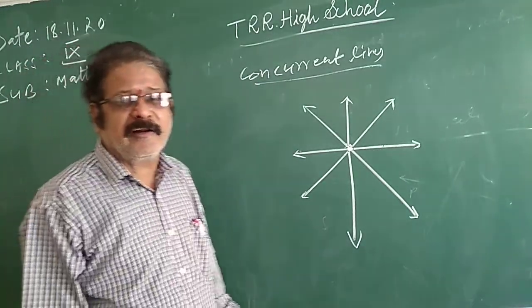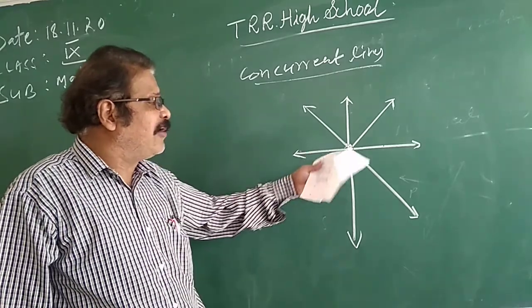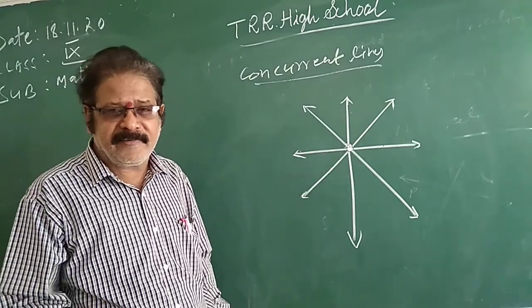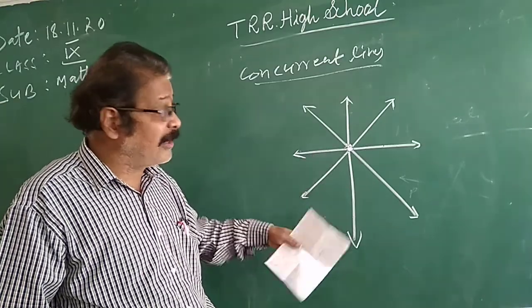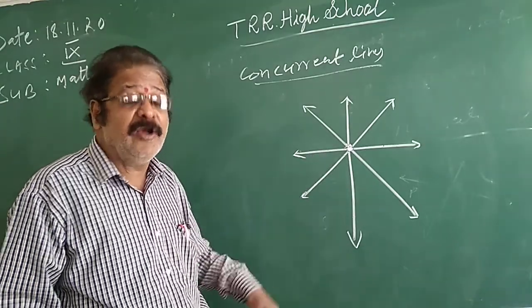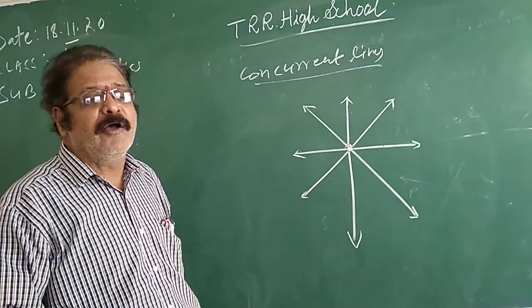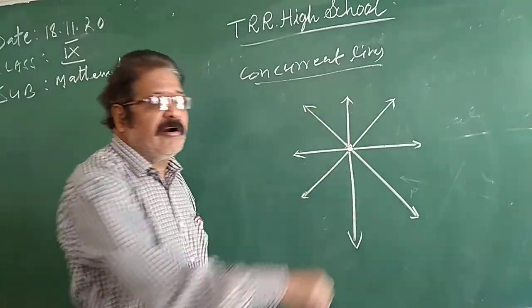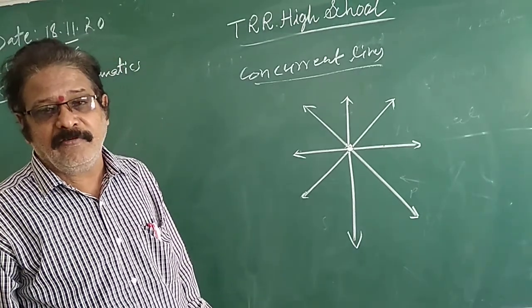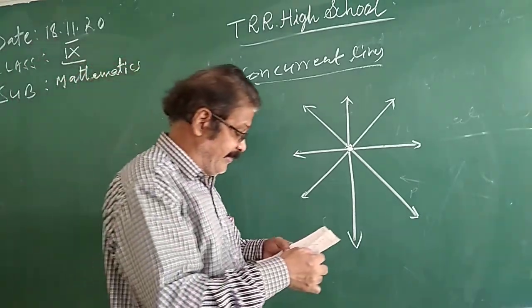What are concurrent lines? Two or more lines that have a common point. How many lines are there here, one or two or three? More than two lines. Two or more lines having the same common point are called concurrent lines.